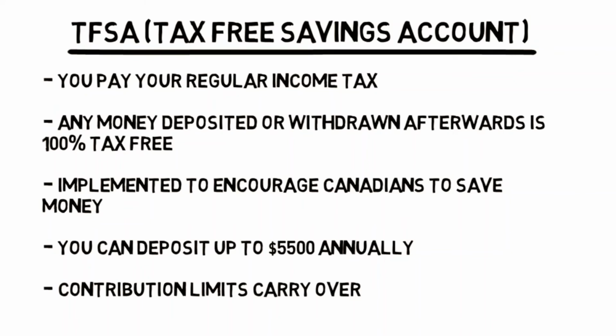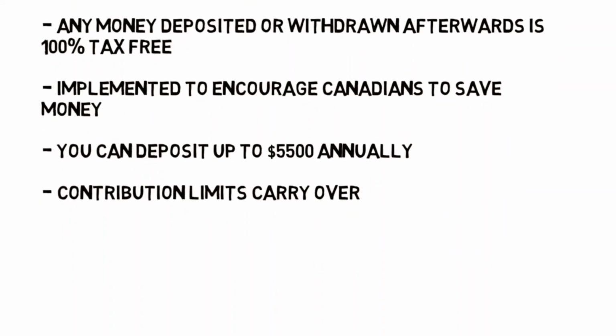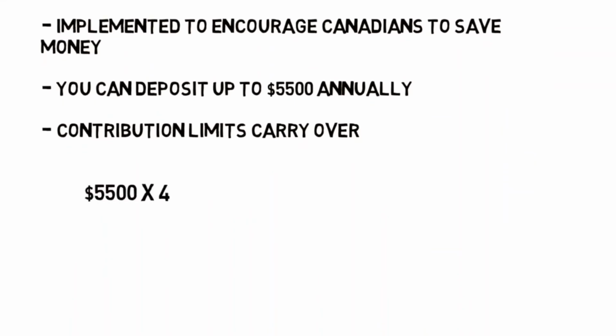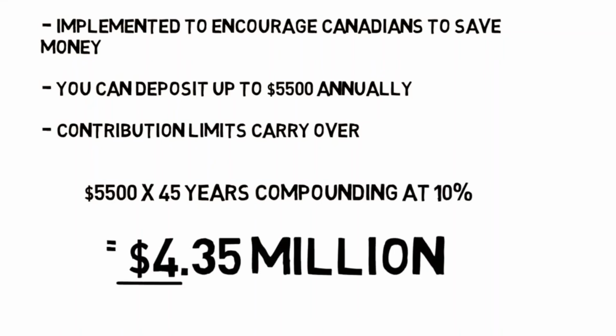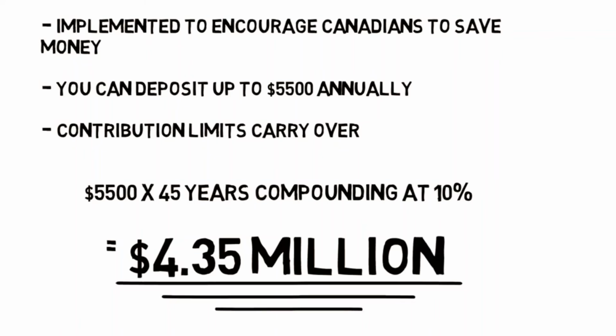With TFSAs, you can put in $5,500 annually. So if you don't add money for 2 years, you'll be able to add $16,500 the third year. That being said, assuming the index of the American market continues to go up an average of 10% each year, that $5,500 per year, compounded over the course of a 45-year career, would leave you with a retirement fund of $4.35 million tax-free. Not a bad chunk of change. Like with RRSPs, you can use almost any investment as a TFSA as well.